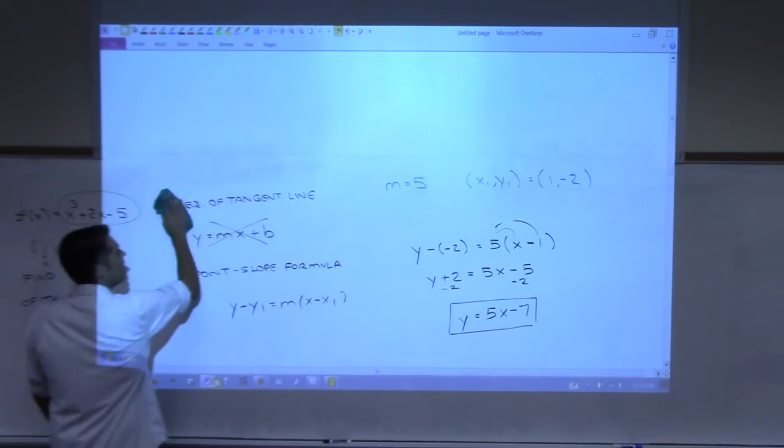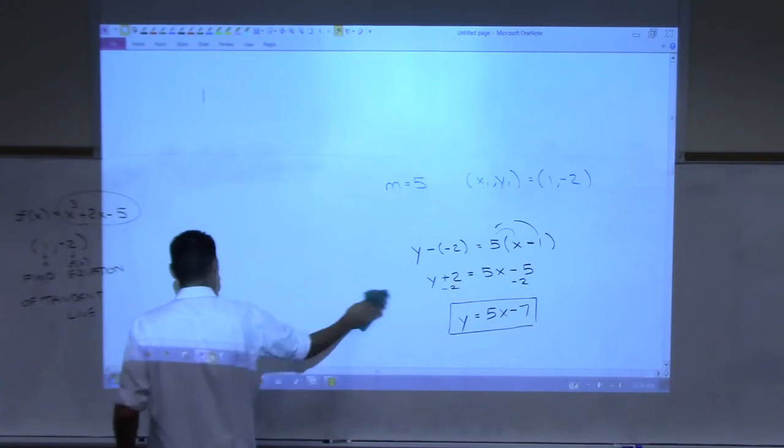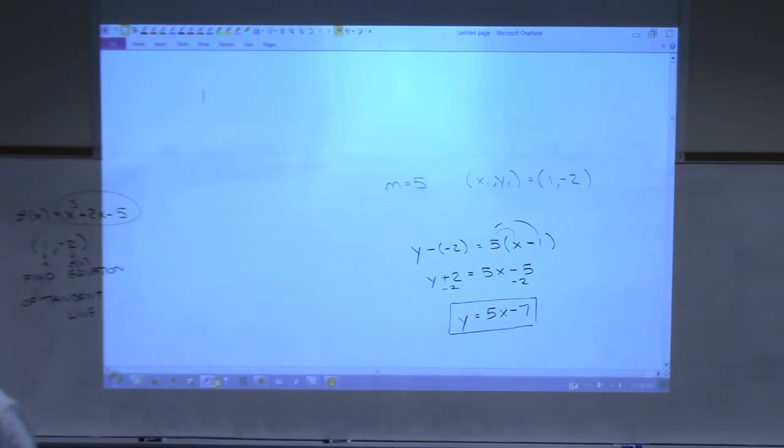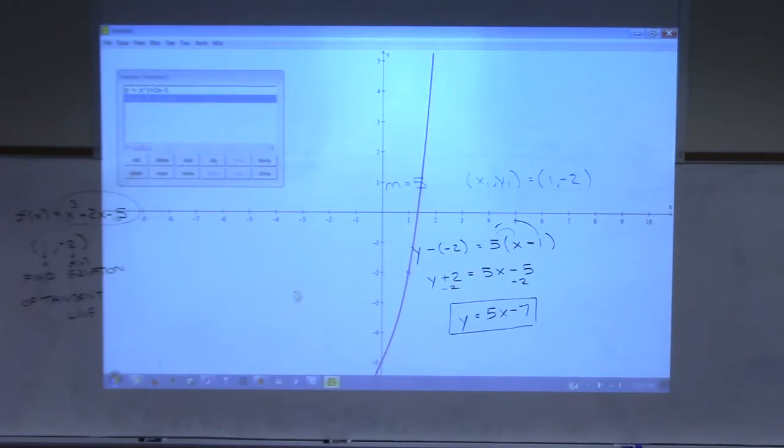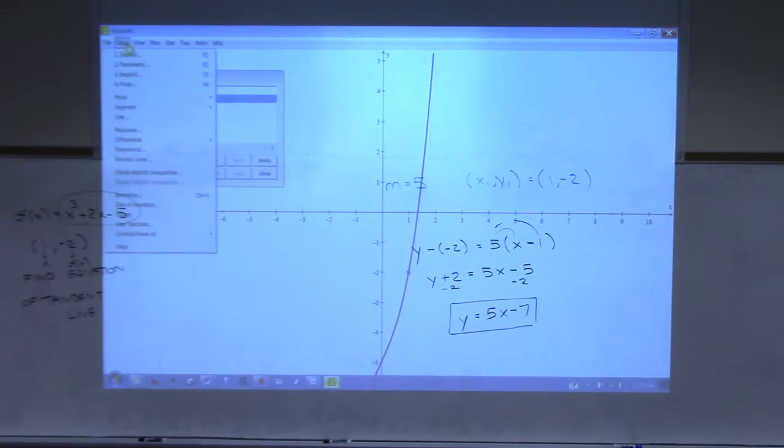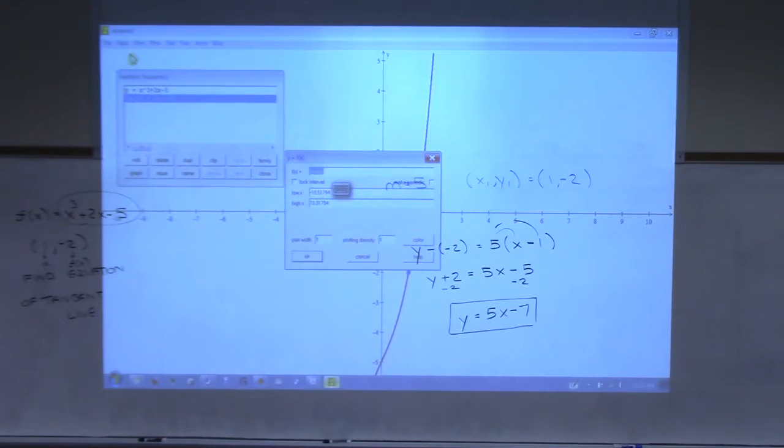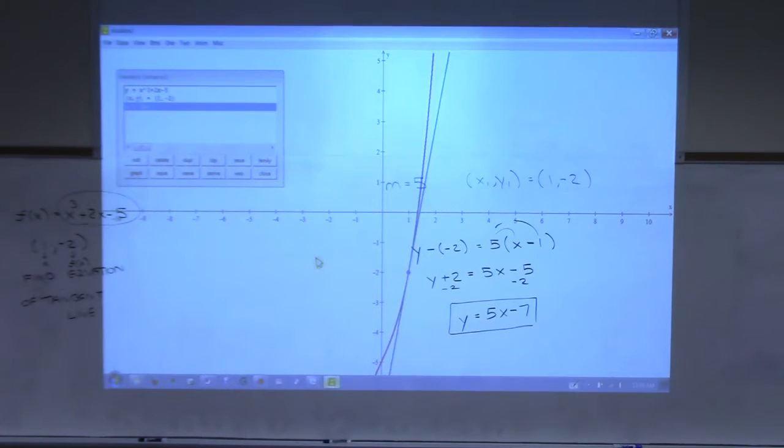Okay, so I'm gonna go back to my graph. Bring it up here. I'm gonna type in what, 5x minus 7? What do y'all think? Do you think we got it? You don't feel good about it? Okay, 5x minus 7. Here we go. Moment of truth. There it is. All right, that worked.